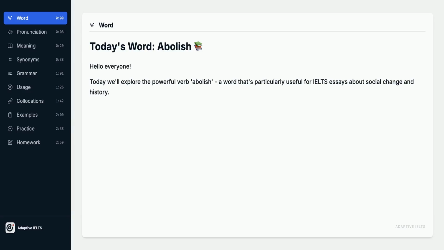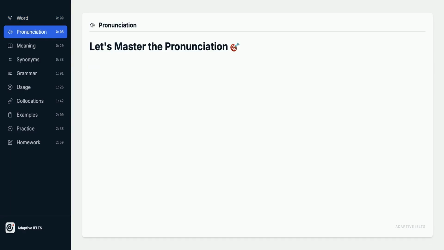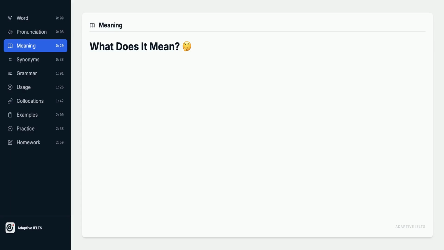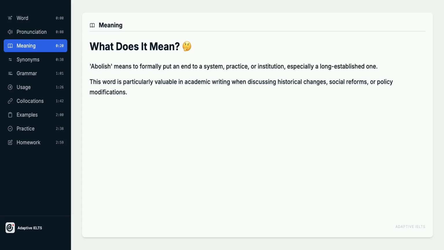Hello, everyone. Today we'll explore the powerful verb abolish, a word that's particularly useful for IELTS essays about social change and history. First, let's start with the pronunciation. Listen carefully. Abolish. Notice the stress on the second syllable. Bol. Let's practice together. Abolish. One more time. Abolish. Now let's understand what this powerful word means.